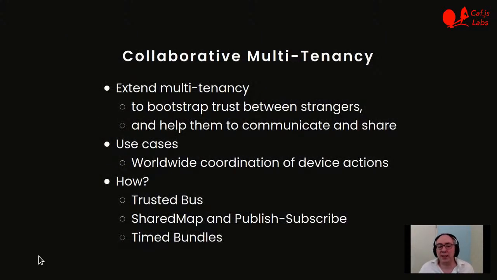So the idea of collaborative multi-tenancy is that you can extend multi-tenancy to bootstrap trust between strangers and help them to communicate. And the idea is that you bootstrap trust by using an internal abstraction that we have, that we call the trusted bus, that mediates interactions between all these cloud assistants and helps you to enforce some access control policy that you define. And we help people to communicate because we have built some high-level communication abstractions on top of that bus that help you to do publish subscribe or share data very efficiently.